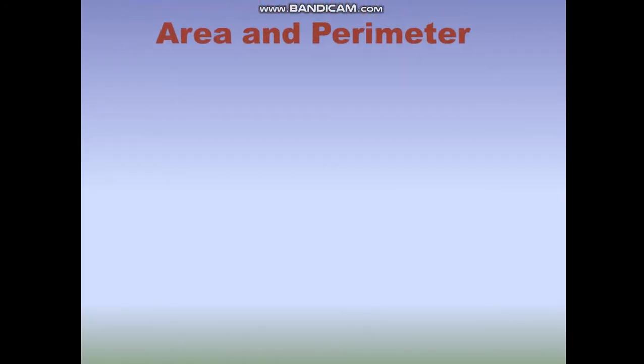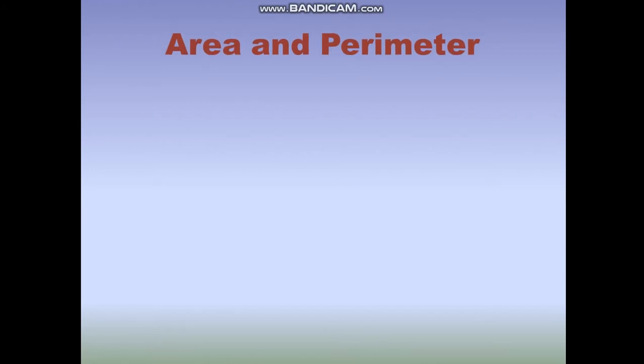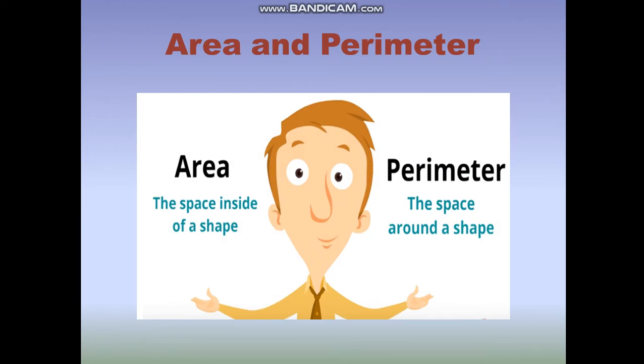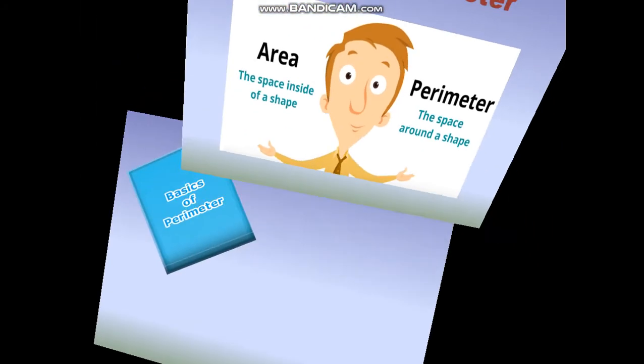The lesson of today is talking about area and perimeter. There is a big difference between area and perimeter. Area means the space inside the shape, but perimeter means the space or the distance around the shape.